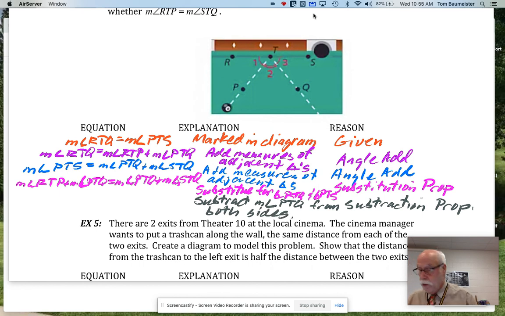All right, and when I do that, what are we left with? Again, we're going to subtract it, so that means that it's going to go away on both sides. So we have that the measure of angle RTP is equal to the measure of angle STQ. And that's what they asked us to show. So we're all done. All right.